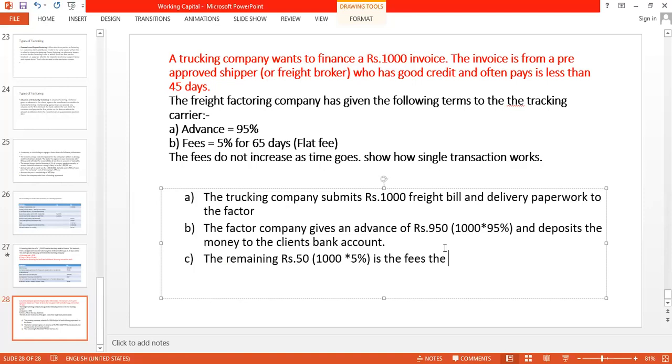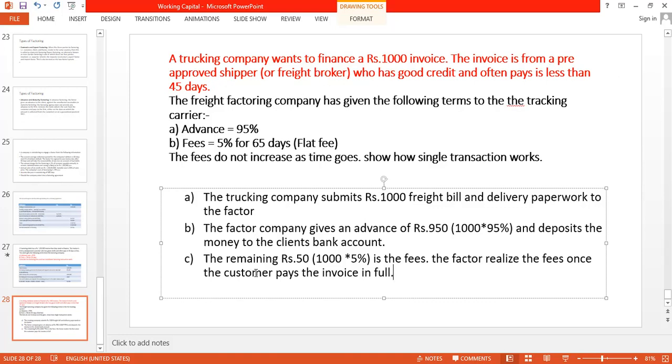The factor realizes the fees once the customer pays the invoice in full. So 50 rupees he will receive when he realizes the fees in 45 days.